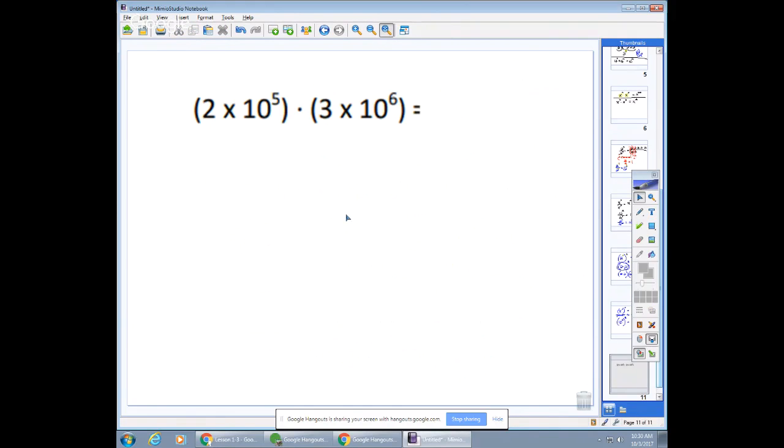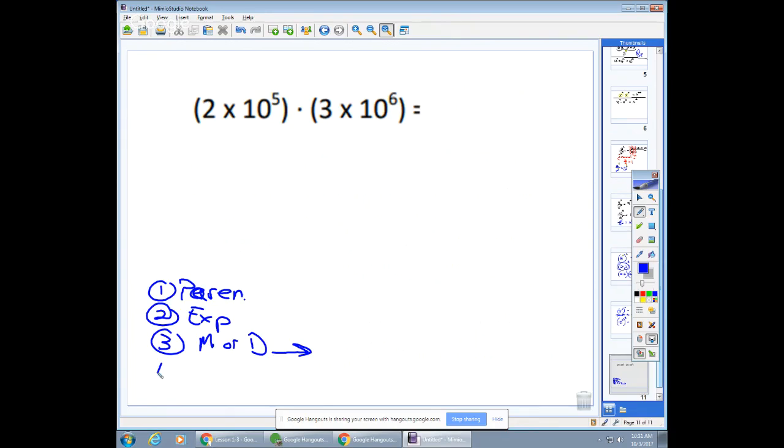So my claim here is thinking about the order of operations for a minute. Order of operations: 1, do parentheses first; 2, do exponents next; 3, do any multiplications or divisions, and those you do left to right; and 4, do any additions or subtractions, and those get done left to right.